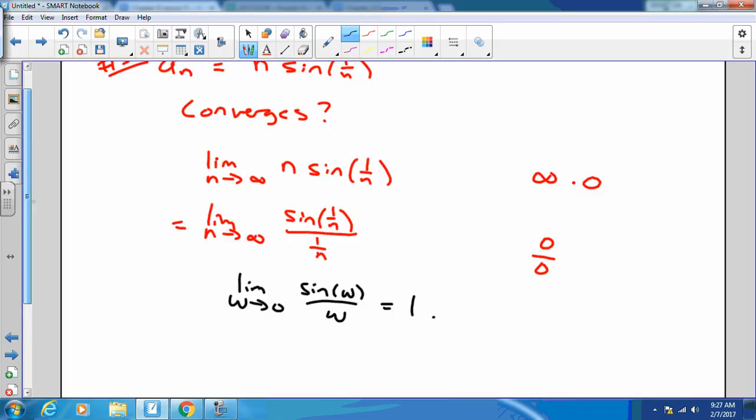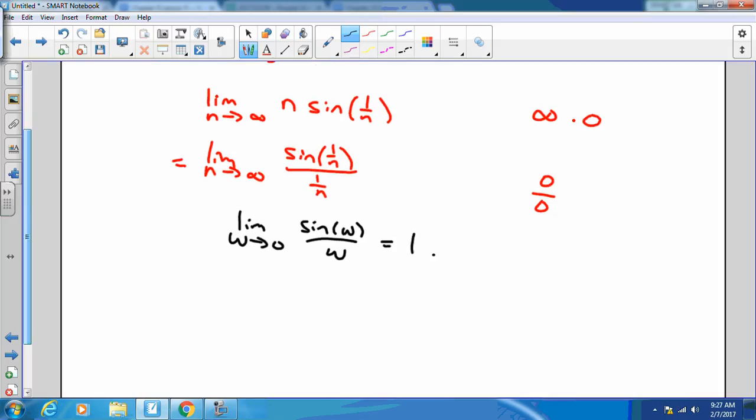So this is actually a famously disguised form of the famous limit as beta goes to 0 of sine beta over beta. If I were to do L'Hopital's, I would get much the same kind of thing. I'd get cosine of 1 over n times negative 1 over n squared over negative 1 over n squared, cancel, let n go to infinity, cosine of 0.